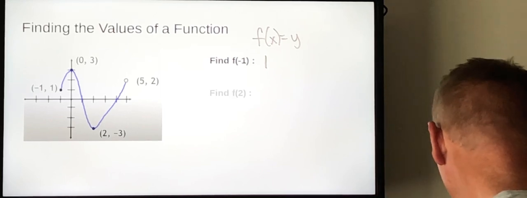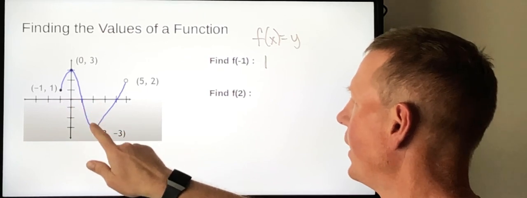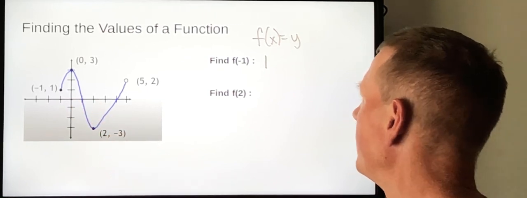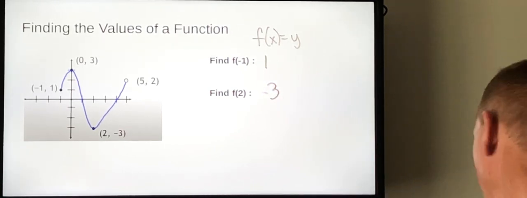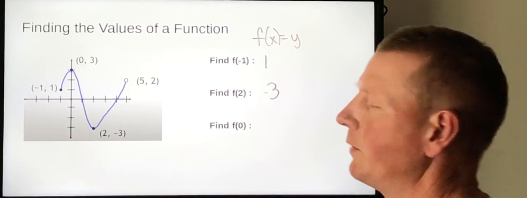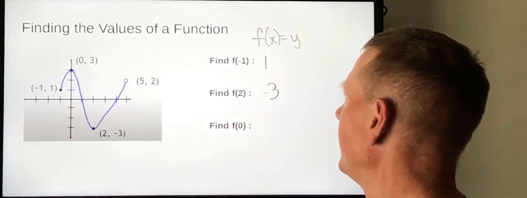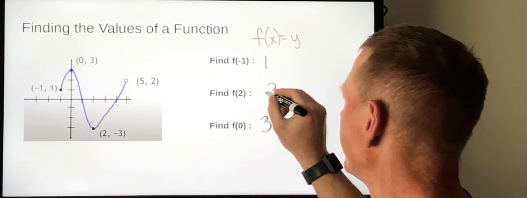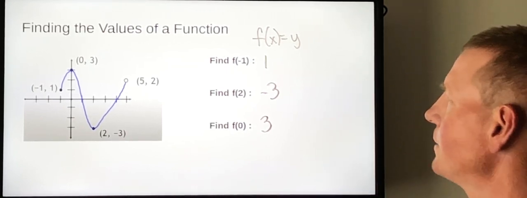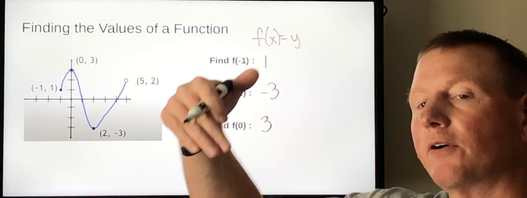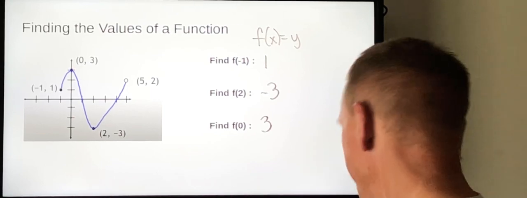Let's look at another one. f of 2. Again, I go to my x value of 2, I go down here, and my y value would be, in this case, -3. And then let's do one more. If I did f of 0, again, I'm going to find my x value at 0. I go up here, and that would be a 3. Okay? So if I had an equation, basically I'm just going to take this value and plug it in for x, and that's going to give me my functional output, or my y value.